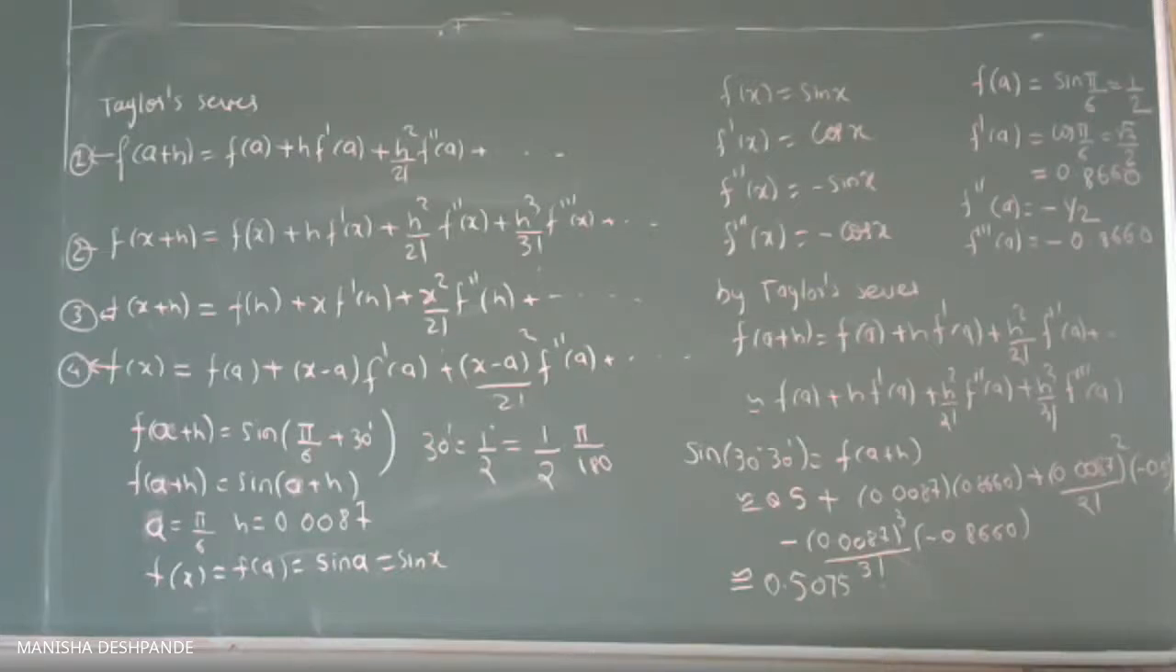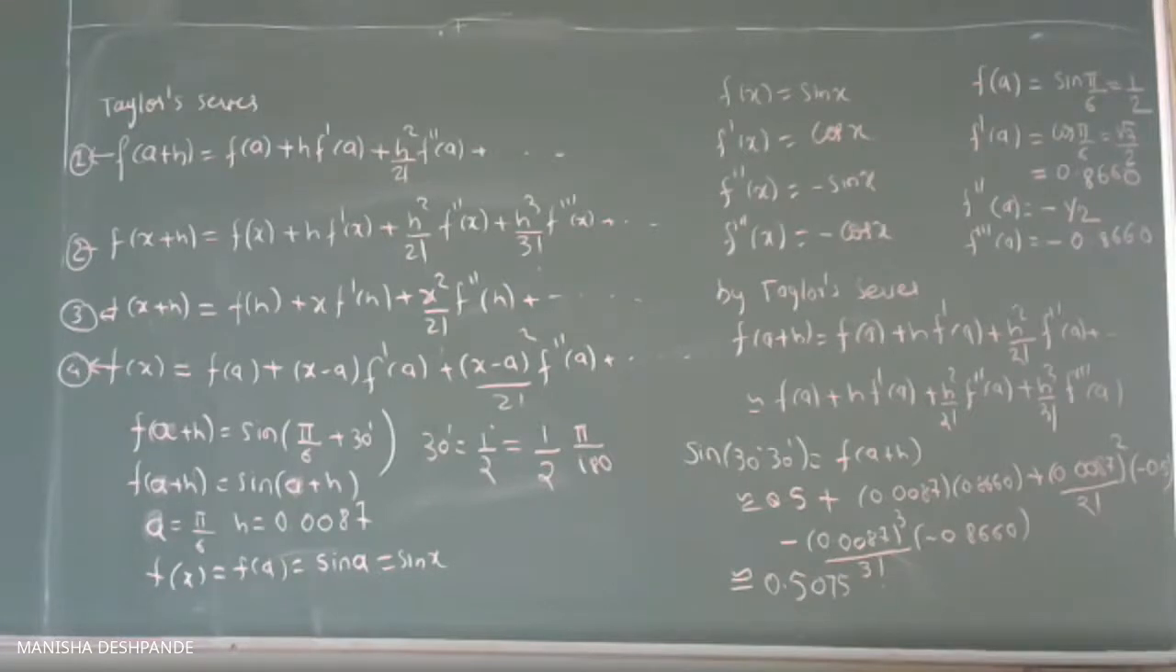So, how will they ask you this question in your MCQ? They'll ask you what's the value of h. If you want to expand sine of 30 degree 30 minutes, they'll ask you what's the value of h and which value will be there. 0.0087 will be there in your options. Or they'll ask you which expansion formula you're going to use.